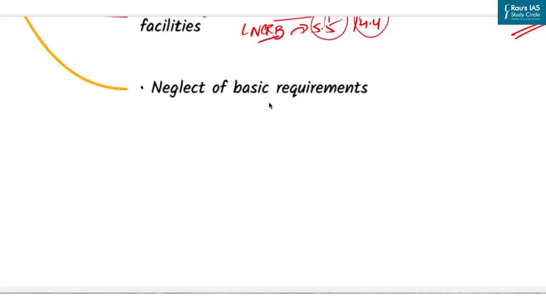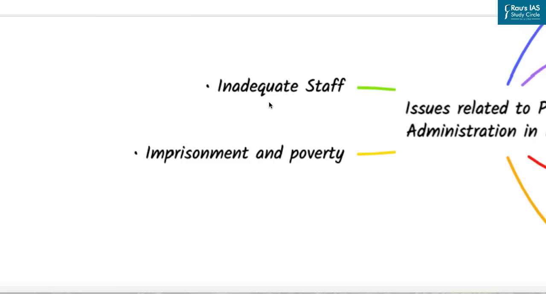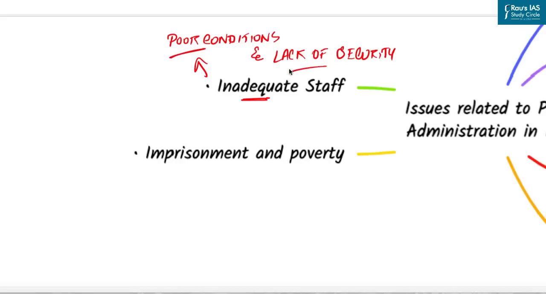Next is neglect of basic requirements. Basically, the conditions for prisoners in India are extremely unsanitary. There are inadequate medical facilities and the diet has not changed in years. Another issue is many prisons in India are understaffed, which can lead to poor conditions and lack of security.